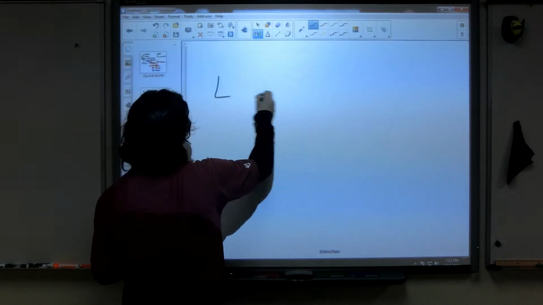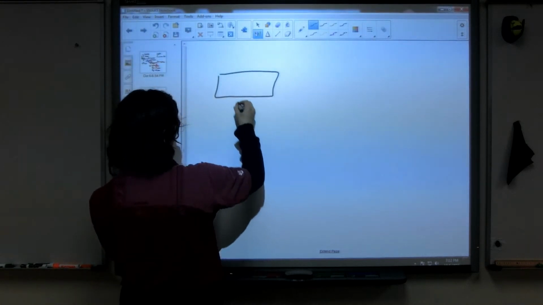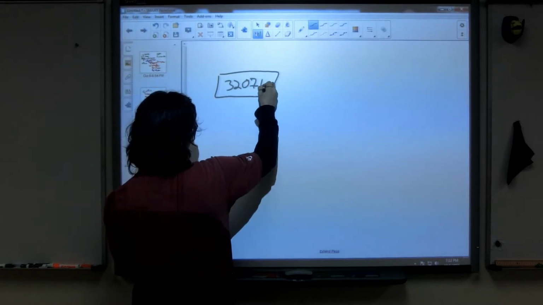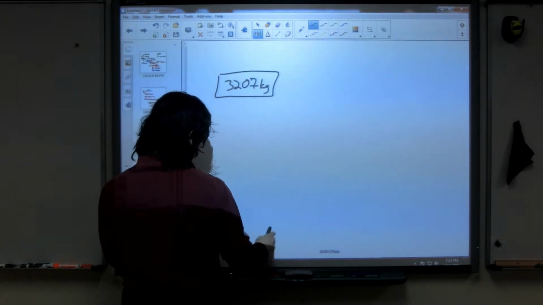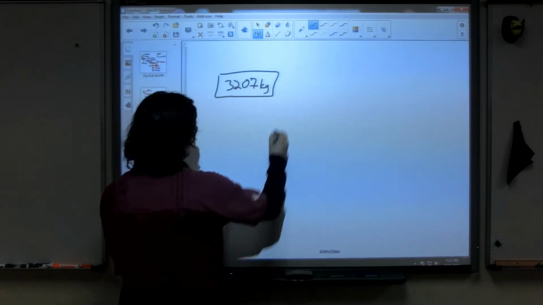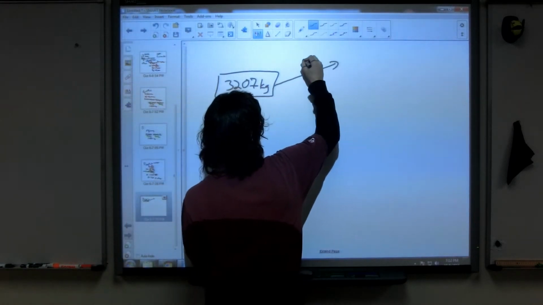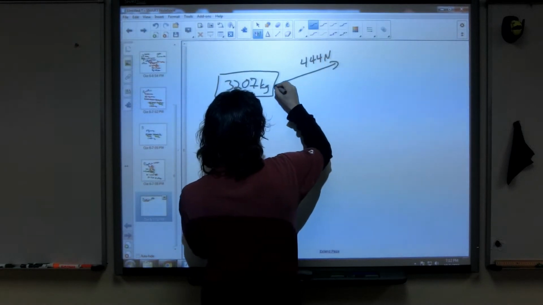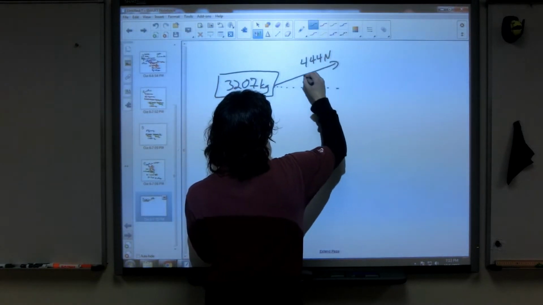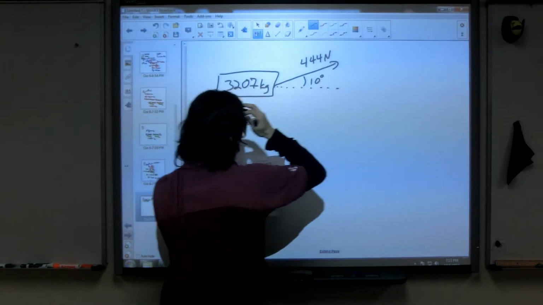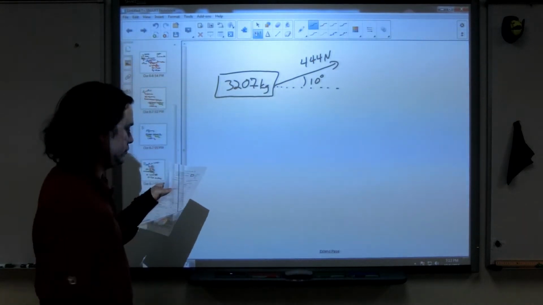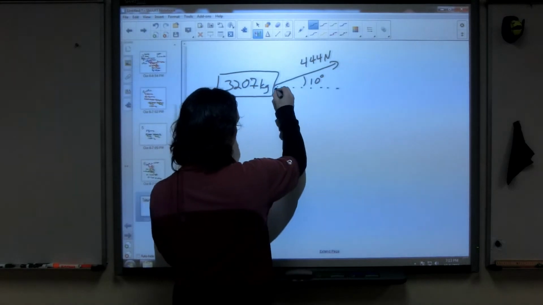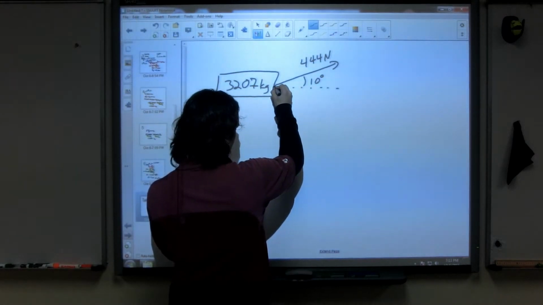Now what they've got is a drawing of a car, and it is marked that it is 3,207 kilograms, and that there is one force, which we have pointed out like this, which is 444 newtons. If this is the horizontal, then this is 10 degrees. Now I think they have it where it is possibly to scale. I don't actually think it's to scale now that I look at it. But you know me, I never actually draw anything to scale.